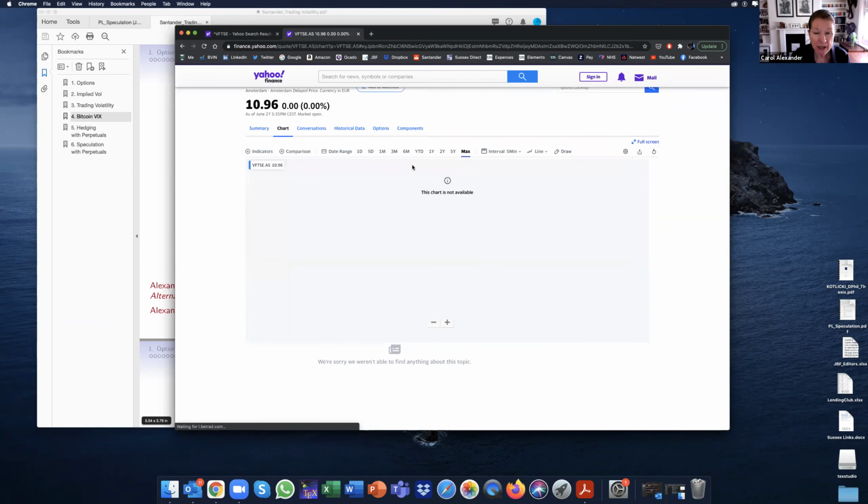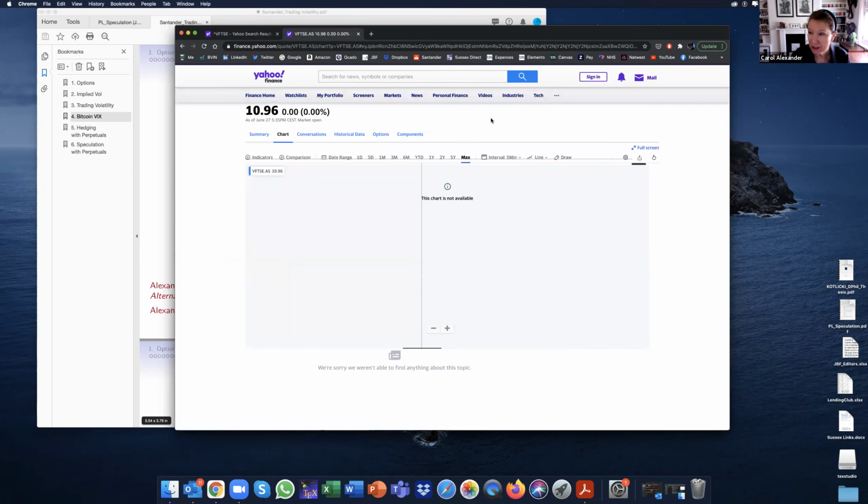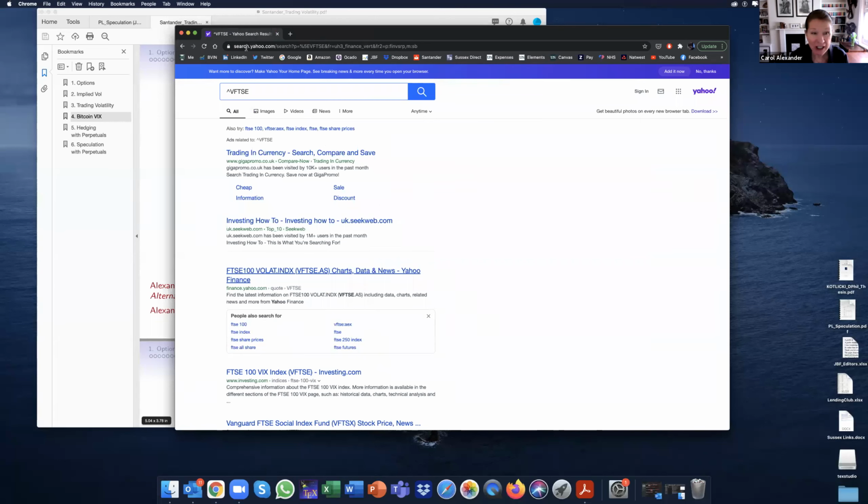But the point I wanted to make is that with only 100 stocks, the index is more volatile. Something like the IBEX 35 will be even more volatile because you've got fewer stocks. You can have individual stock volatility indices as well, but you do have to have a lot of options traded, as we shall see.